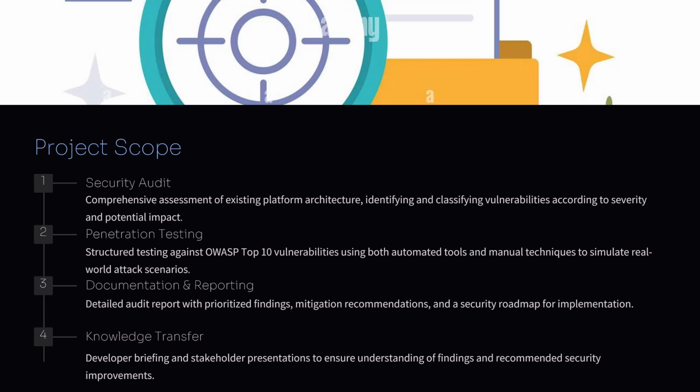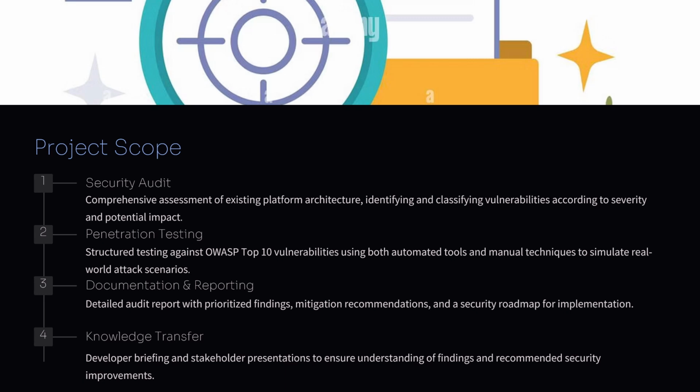Our project scope outlines a systematic approach to securing the TakeCare's platform through four critical phases that will identify, test, document, and transfer knowledge about security vulnerabilities. We'll begin with a comprehensive security audit of your platform architecture, carefully identifying and classifying all vulnerabilities based on both severity and potential business impact to prioritize our efforts.